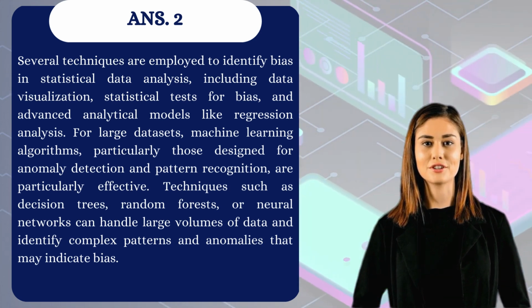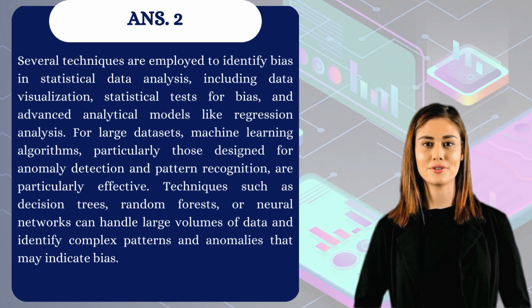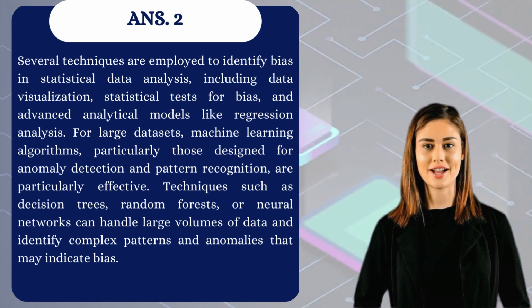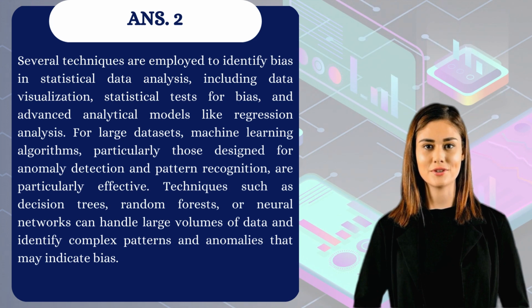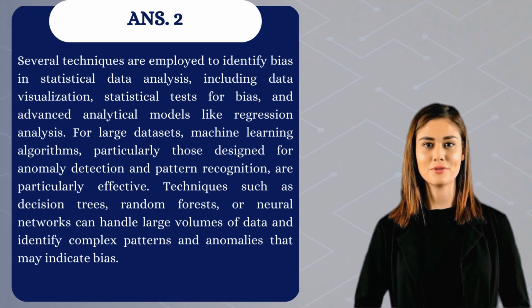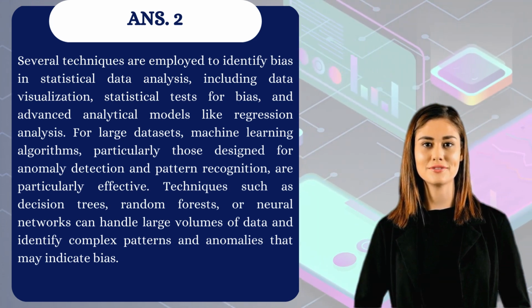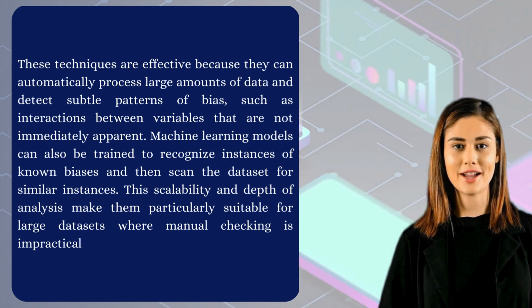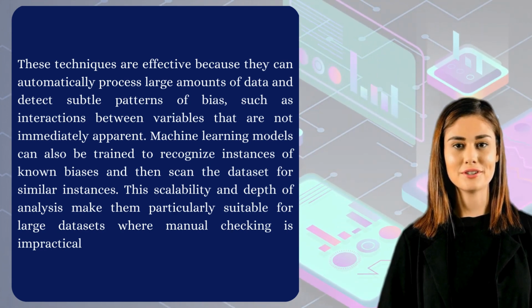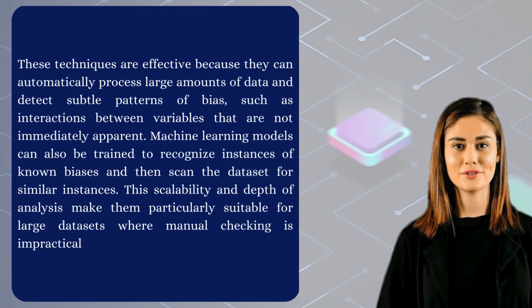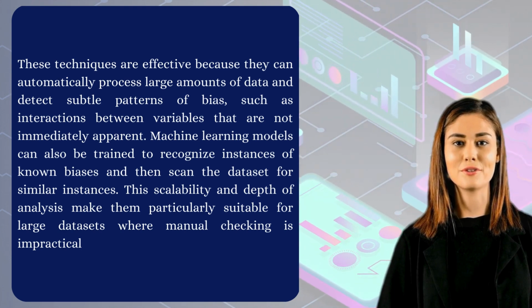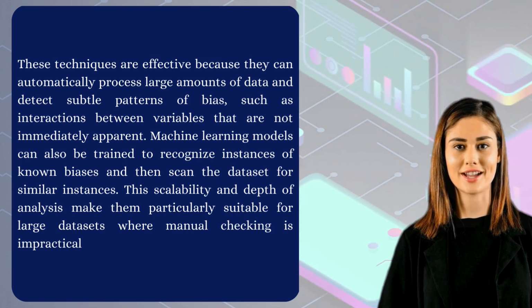Techniques such as decision trees, random forests, or neural networks can handle large volumes of data and identify complex patterns and anomalies that may indicate bias. These techniques are effective because they can automatically process large amounts of data and detect subtle patterns of bias, such as interactions between variables that are not immediately apparent.